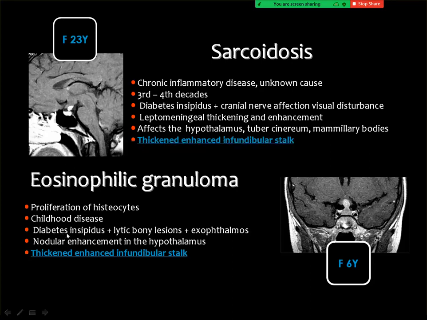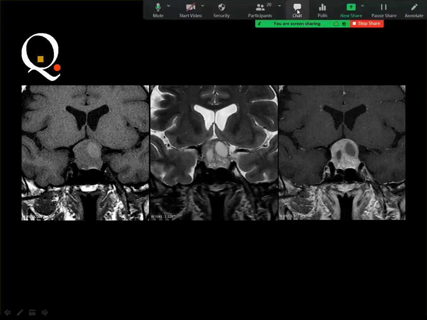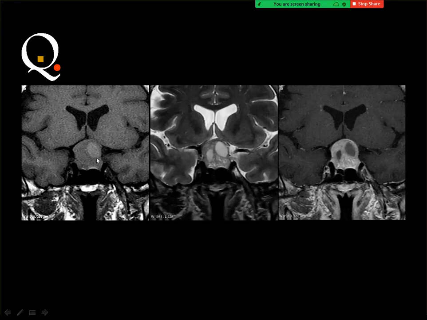this sarcoid and this will result in diabetes insipidus. Then, if you have a child with this appearance, you think of Langerhans cell histiocytosis. If you have a female postpartum, you think of lymphocytic hypophysitis. If not, you consider sarcoid. Yes, this is the case of pituitary gland and T1, T2 post contrast.